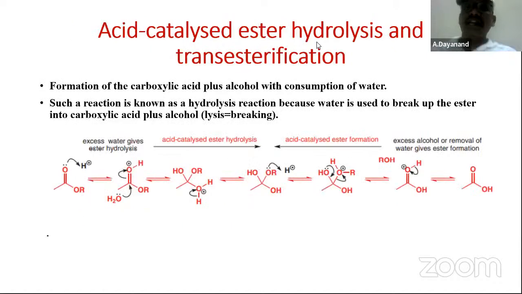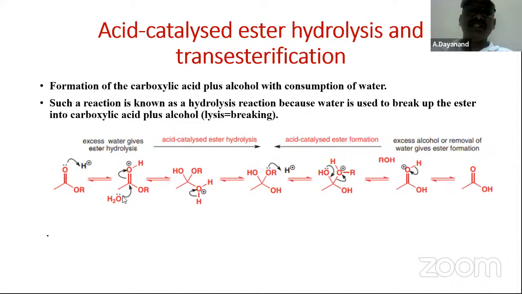Acid catalyzed ester hydrolysis, and transesterification, that is converting one ester into another ester, is called transesterification. First of all, let us see acid catalyzed ester hydrolysis. OH plus is formed and OR. In COOR, the C-OR bond is dissociated, the C-O bond is removed finally, and COOH is formed. Carboxylic acid is formed.